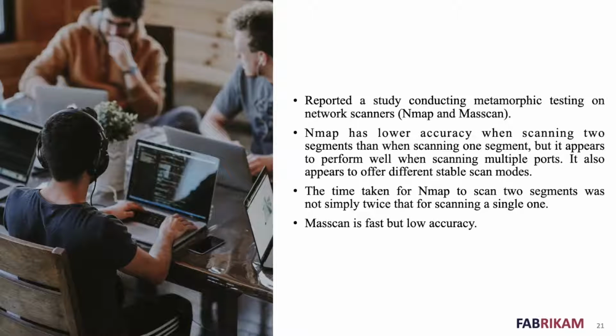In conclusion, we reported a study conducting metamorphic testing on network scanners. We found that Nmap has lower accuracy when scanning 2 segments than when scanning 1 segment. But it appears to perform well when scanning multiple ports. It also appears to offer different stable scan modes. The time taken by Nmap to scan 2 segments was not simply twice that for scanning a single one. We also found that Masscan is fast but has low accuracy.